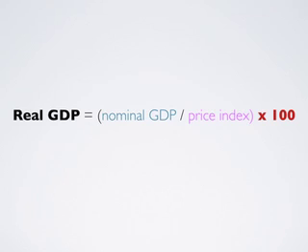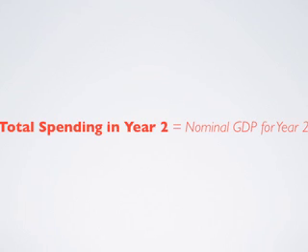In order to calculate real GDP, we must divide the nominal GDP for a given year by the price index for that year. Then, multiply by 100. We will be calculating the real GDP for year 2. To get nominal GDP, we actually don't have to do anything. Nominal GDP is simply the total spending for any given year. In this case, for year 2, our nominal GDP is $5,840.